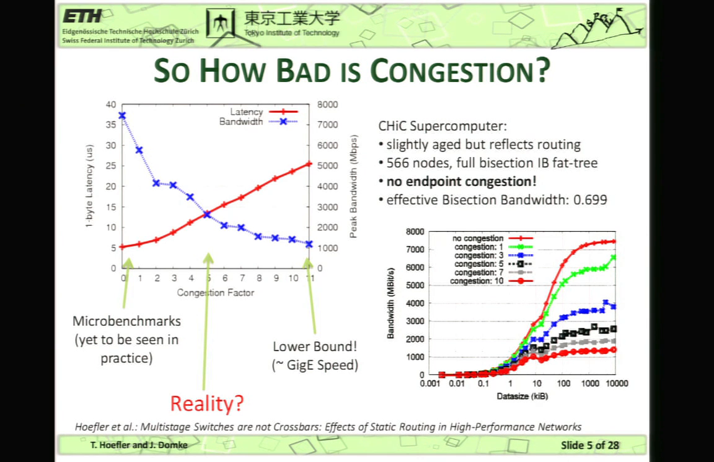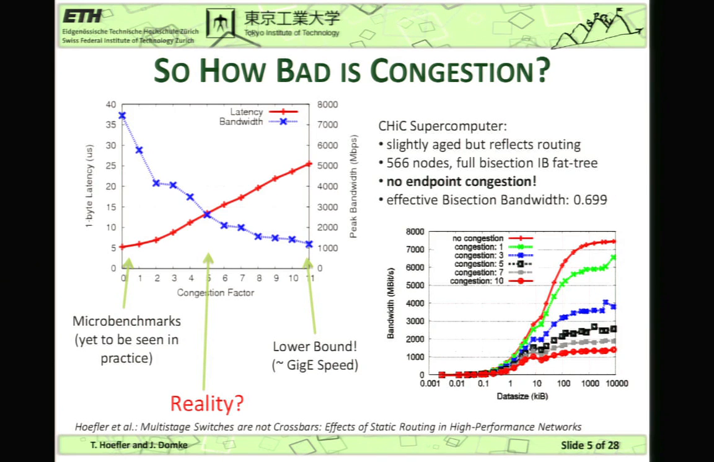So we did this, so now the question is, where's reality here? So those are micro benchmarks at the very left. Those are worst case benchmarks at the very right. So we are somewhere in the middle, right? So we did a pretty big experiment on a 566 node cluster that has a full bisection bandwidth fat tree, right? It had a perfect fat tree. So we had no endpoint congestion. We picked random communication patterns, 1,000 different random communication patterns, and measured the overall bandwidth we got. So we got about 70% of the bandwidth. So this is actually good news because it's not less than 50. So it performs reasonably well.